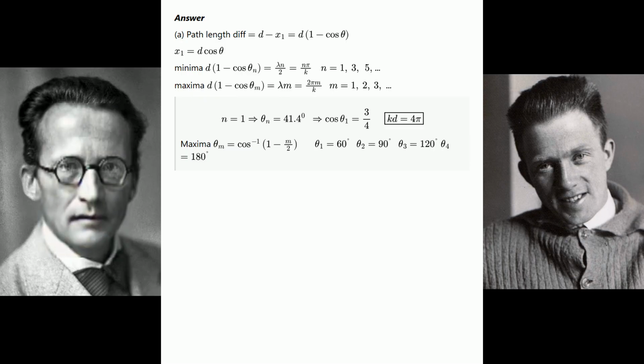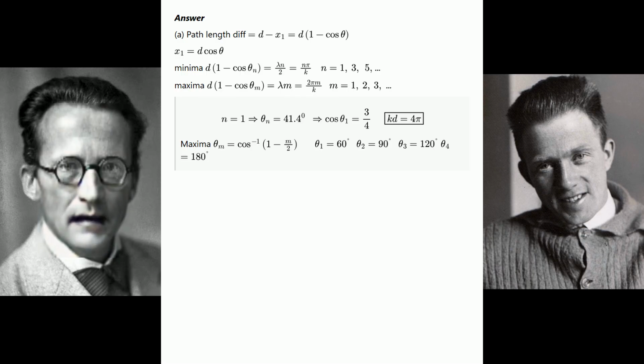Answer. A. Path length difference equals d minus x sub 1 equals d times (1 minus cosine theta), where x sub 1 equals d cosine theta. Minima: d times (1 minus cosine theta sub n) equals lambda n over 2 equals n pi over k, with n equals 1, 3, 5, and so on. Maxima: d times (1 minus cosine theta sub m) equals lambda m equals 2 pi m over k, with m equals 1, 2, 3, and so on.